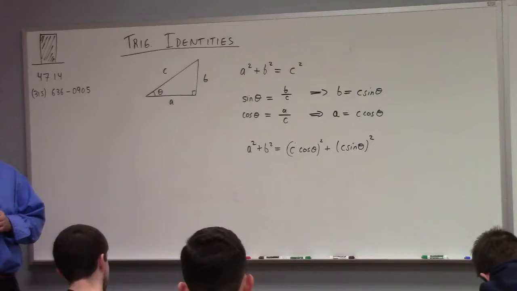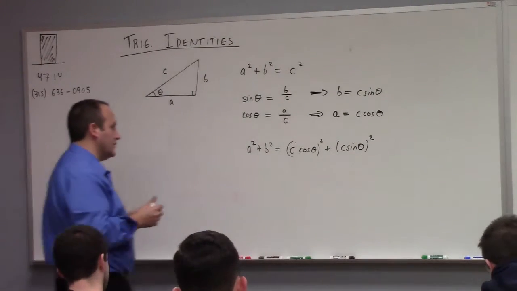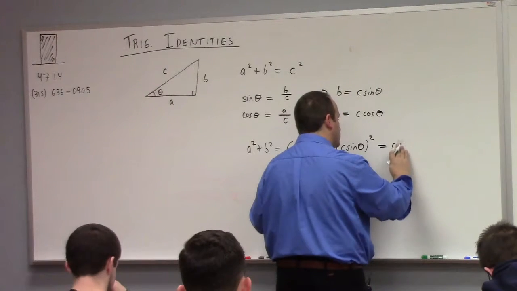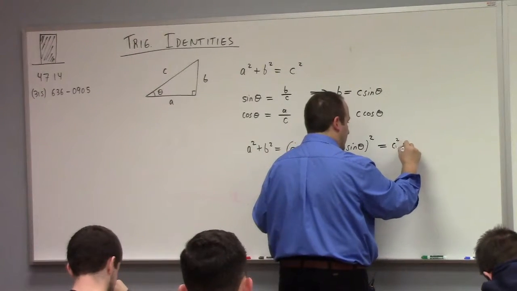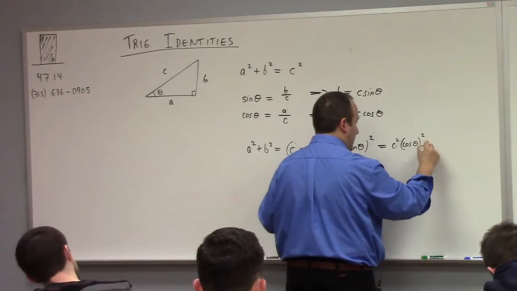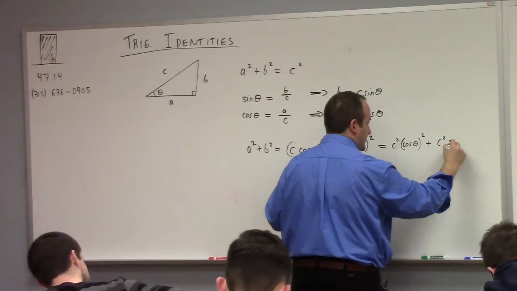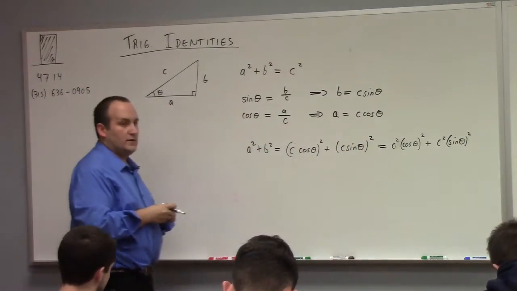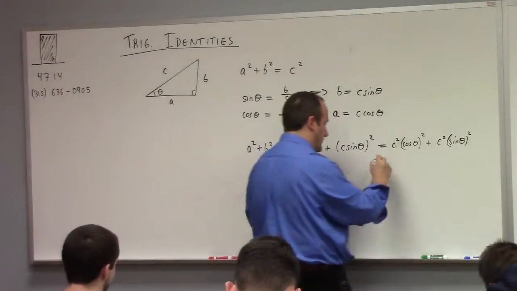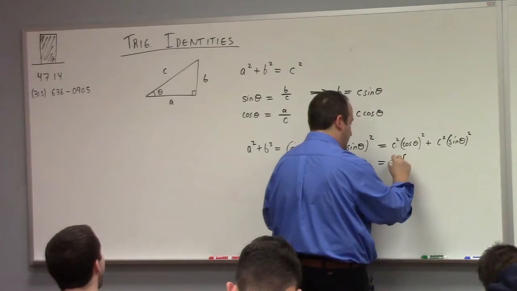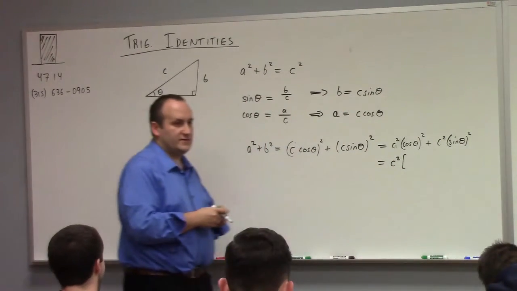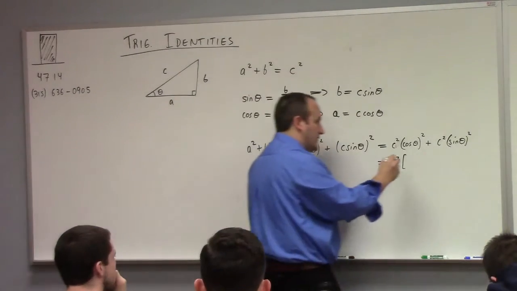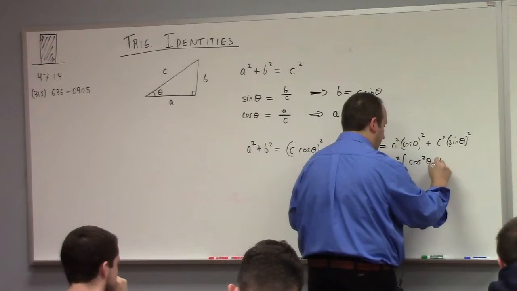But there's a common notation, right, that we use. So this of course is C squared cosine theta quantity squared plus C squared sine theta quantity squared, right? Which we can factor a C squared out of, right? And what's the notation that we use for cosine quantity squared or sine quantity squared? We abbreviate that by writing cosine squared theta and sine squared theta, right?